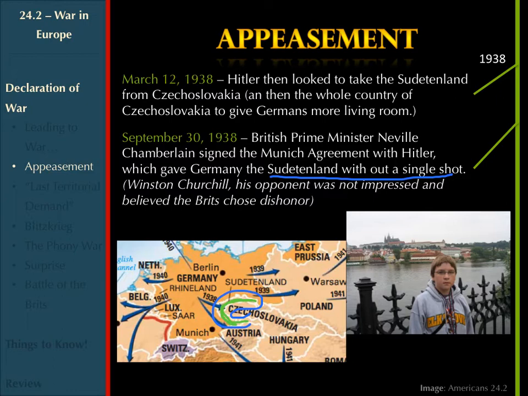Winston Churchill, who we'll talk about more for the rest of this unit, wasn't the prime minister yet. He'll become the prime minister soon after. And he is an outspoken opponent who believes this was not a good idea, that the Brits dishonored themselves, even if it meant getting in war, that they should have cut Germany off here. He might have been right, too.